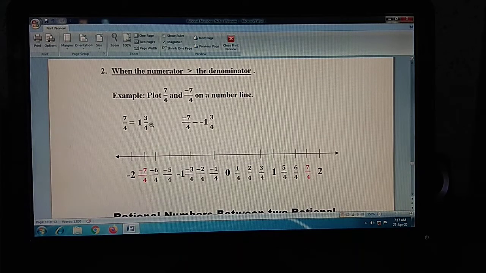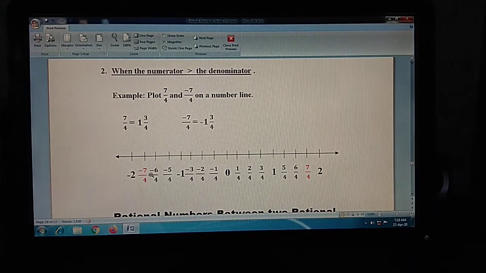So same procedure, we have to divide into 4 equal halves. So you can see 1, 2, 3, 4. 4 equal halves. It will lie in the third position. 1, this is 2, this is 3. Third position. So it will be 7 by 4, not 3 by 4. Remember that. It will be 7 by 4 because our number is 7 by 4. Similarly on the left side, this will be minus 7 by 4.